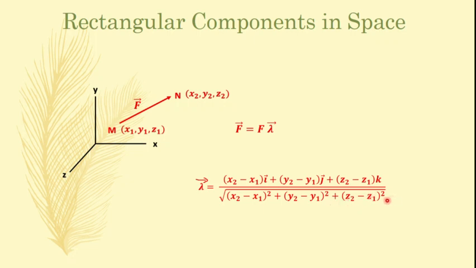Then from this equation we can find out any unit vector if we know the coordinates of two points which are situated on the line of action of any force vector or any kind of vector. If we know the coordinates of any two points on the line of action of the force, then we can find out the unit vector using this relation. And if the magnitude and the unit vector are known to us, then we can write the vector.